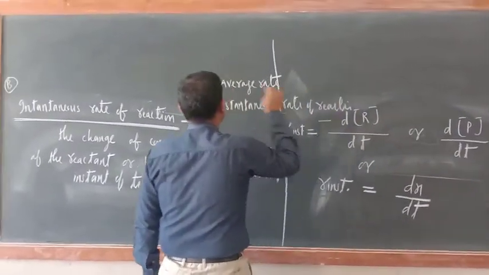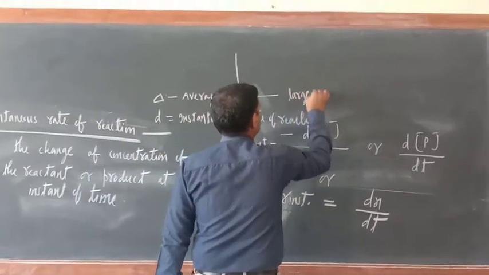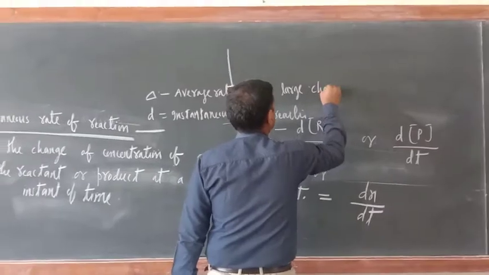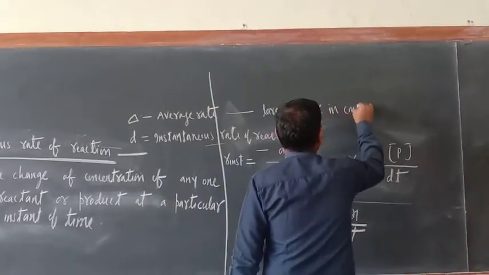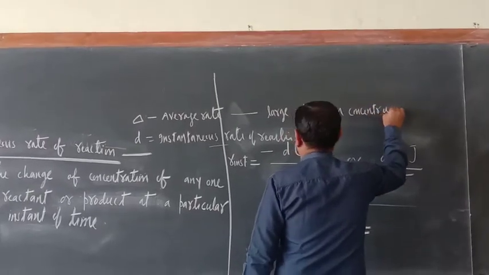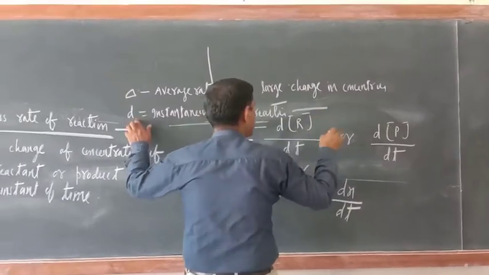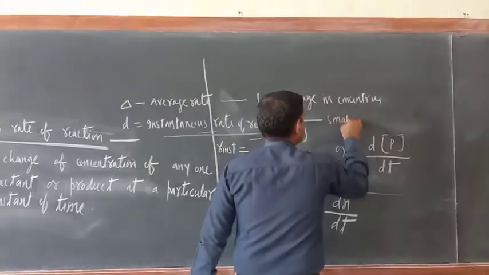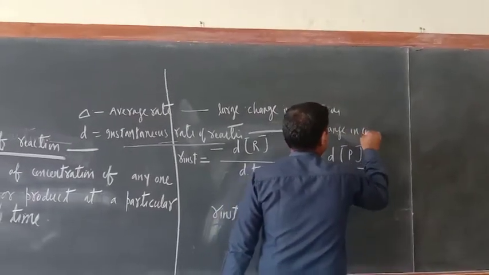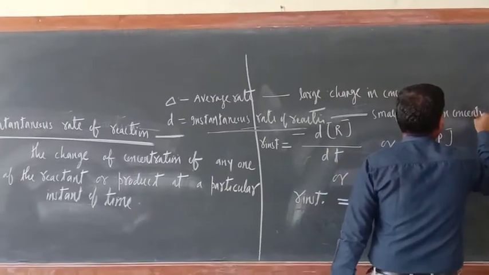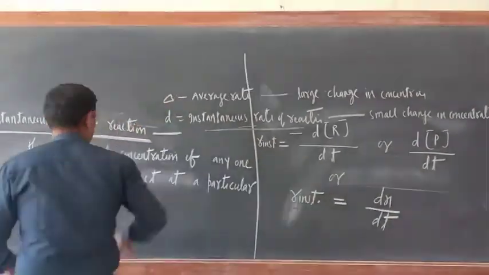Try to understand the meaning of this: delta is a large change in concentration. And what is the meaning of this? In instantaneous rate of reaction, this d is a small change in concentration. So that is the basic difference between this side and this side.